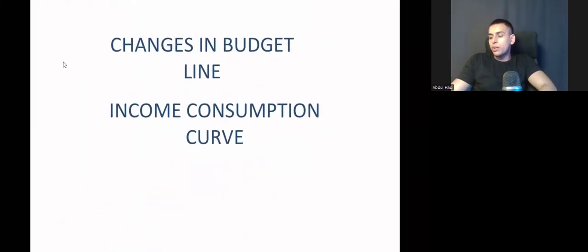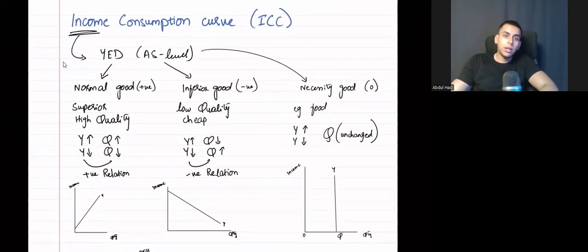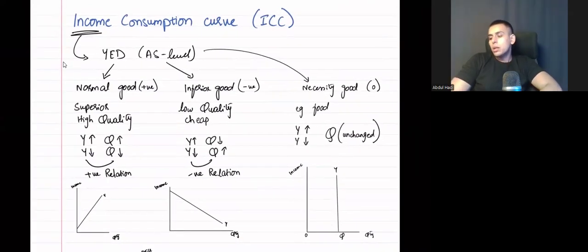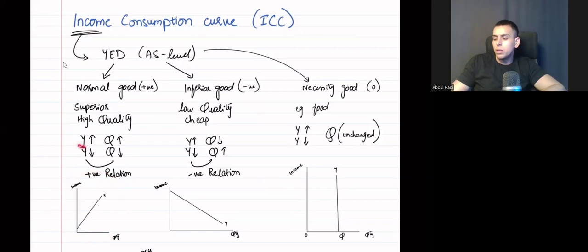Now, before moving towards that, let me remind you of the concept of income elasticity of demand that you learned in your AS level. There are three types of goods. The first one is a normal good, which is superior in quality and nature, and has a positive relationship between income and demand, an upward sloping curve like this. Whenever income rises, the demand for that good rises as well, which proves a positive relation.